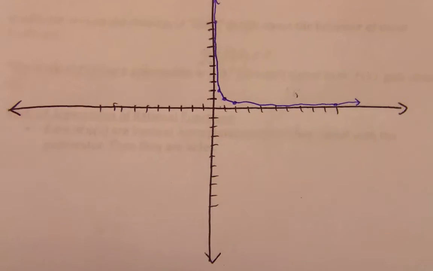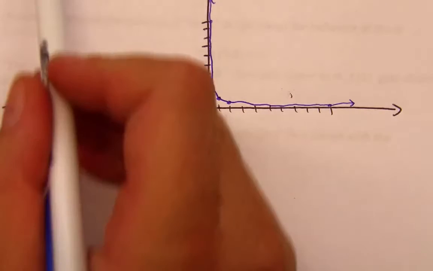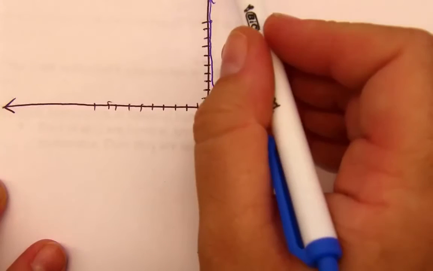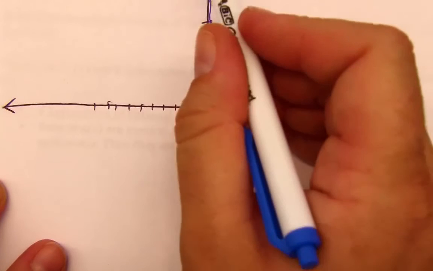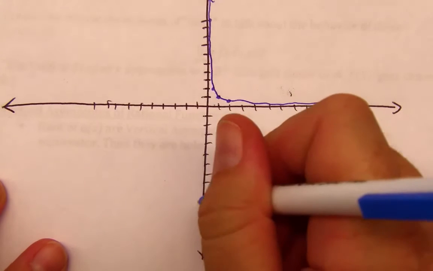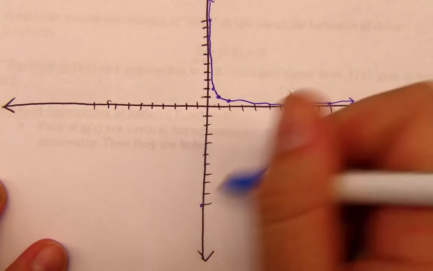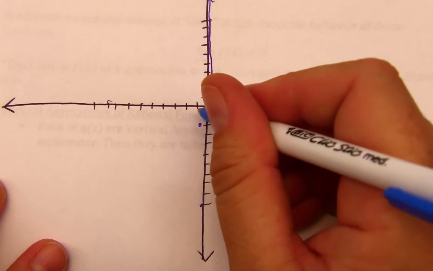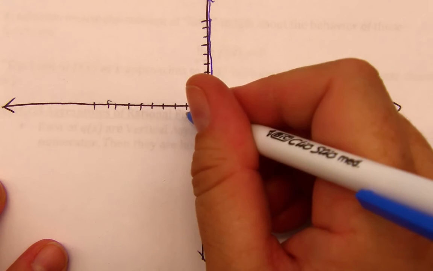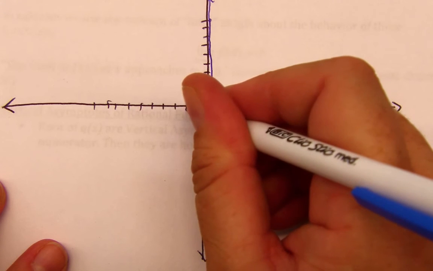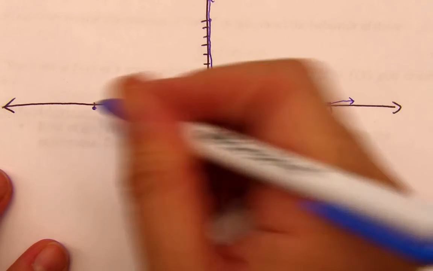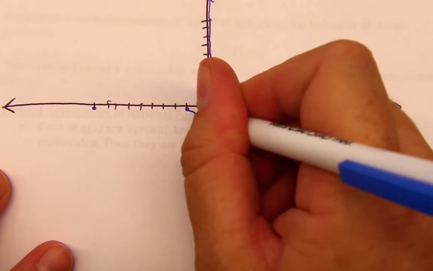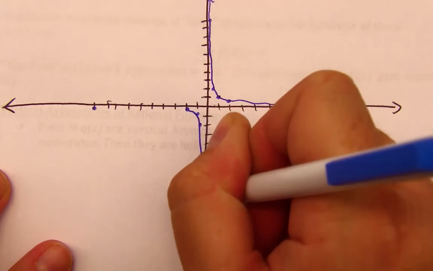Now looking at the other side of our graph, if I'm plugging in -0.1 right here, we have -10. And then -1/2 gives me -2. -1 gives me -1. -2 gives me -1/2. And -10 gives me -1/10. And so we're seeing something very similar happening here.